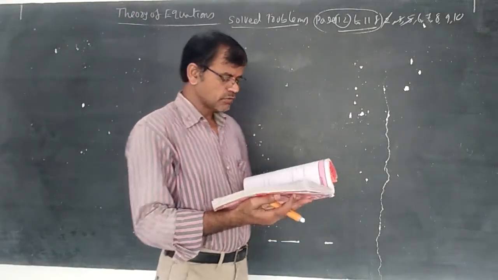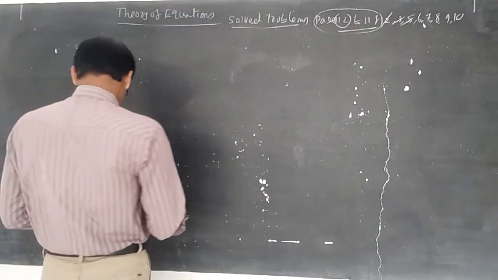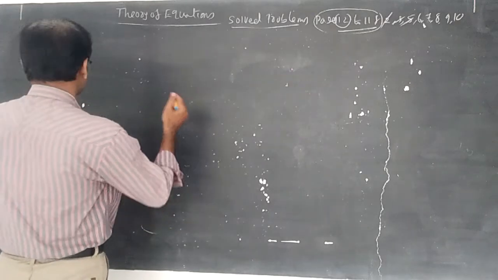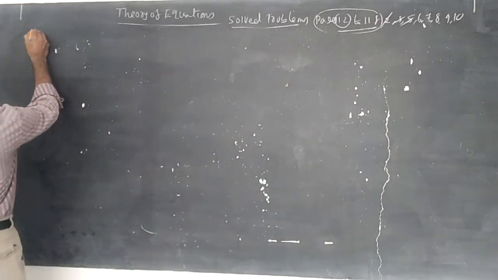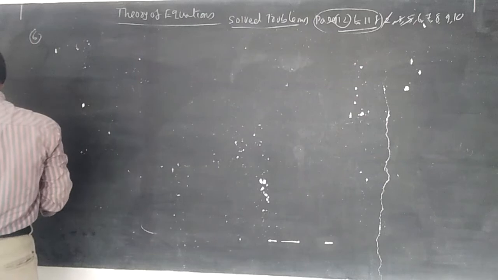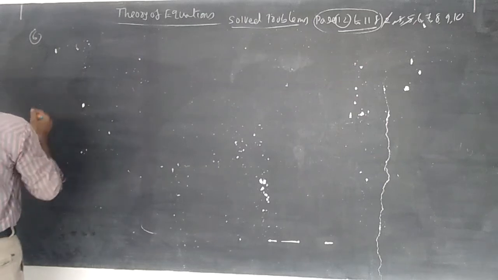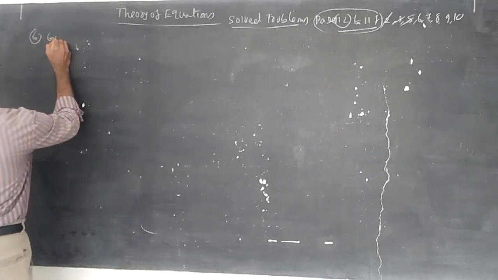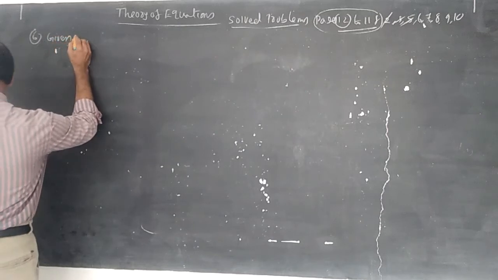Students, let us continue from the previous class. 5 questions we have completed in the theory of equations chapter, solved problems, page number 115. Now the sixth question.